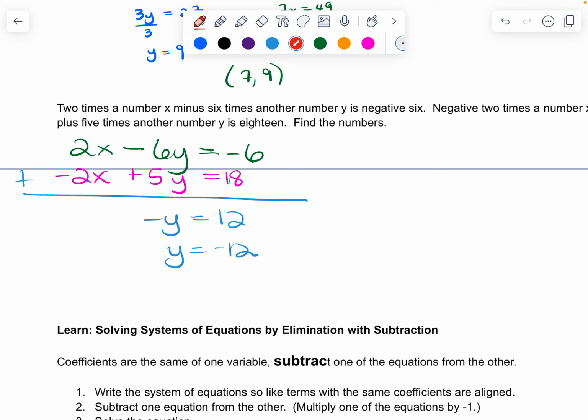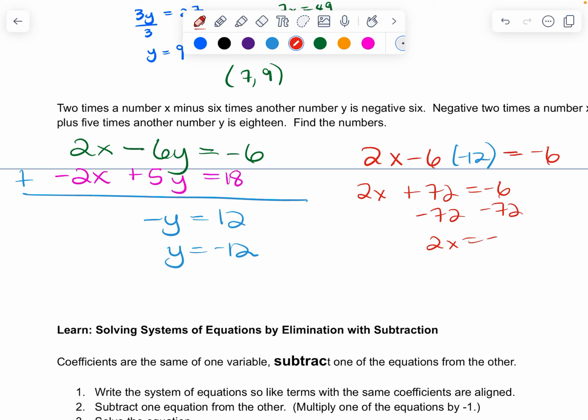Then I plug it back in. I'm just going to plug it back into the first equation. Minus 6 times negative 12 equals negative 6. 2x plus 72 equals negative 6. Subtract 72 from both sides. And 2x equals negative 78. Is that right? Yeah. Divide by 2. X is negative 39. So negative 39 and negative 12.